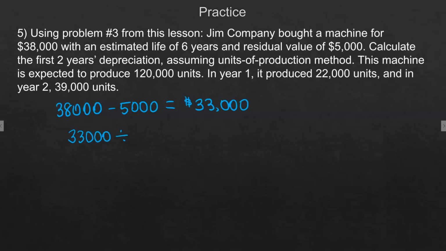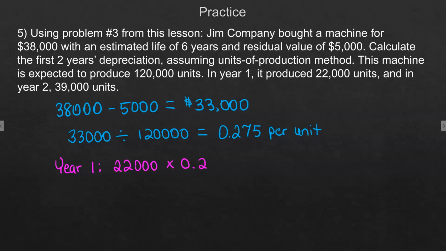And we're going to divide that by 120,000 because that's the number of units that we can produce. And that's going to be 0.275 per unit. So 27.5 cents per unit. Now we're going to calculate year 1. So in year 1, it produces 22,000 units. 22,000 times 0.275 is 6,050.